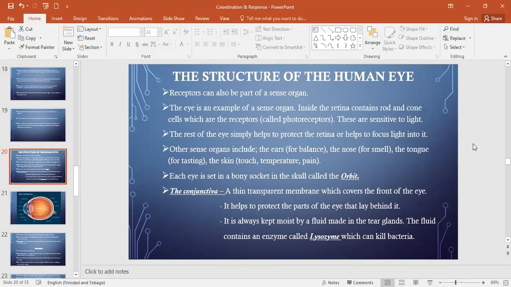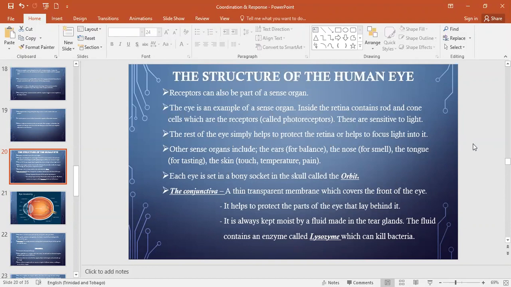It is a protective layer, so it protects everything that lies behind it. Think of it as the transparent skin of your eye. Just as this brown skin protects everything else that is inside your body, your conjunctiva protects everything behind it. It has to be kept moist, hence the reason your eyes don't feel well when they are dry.